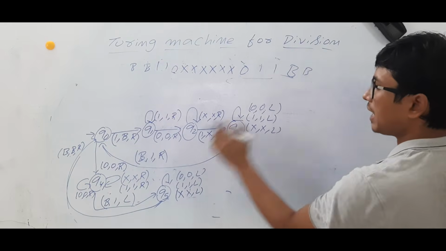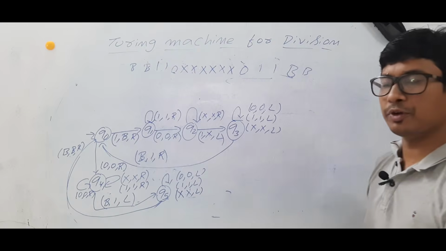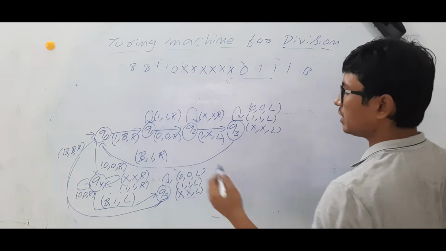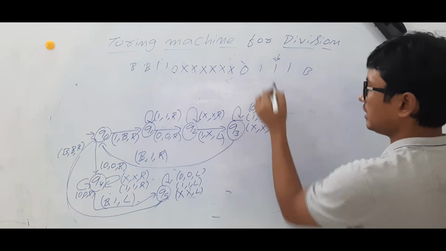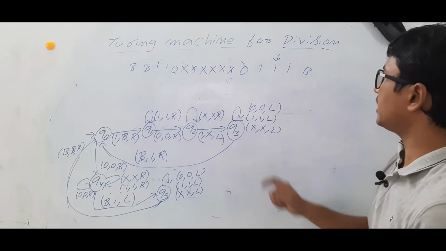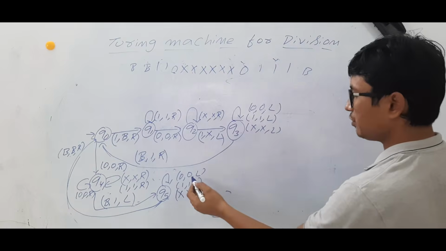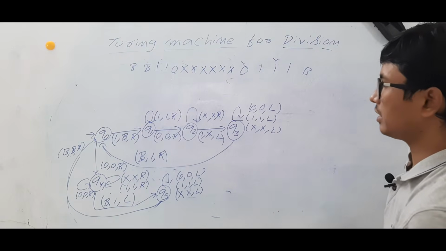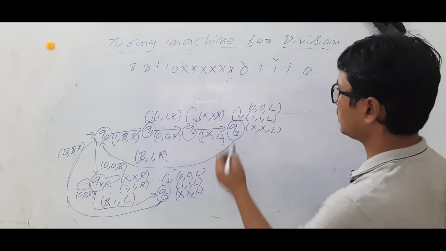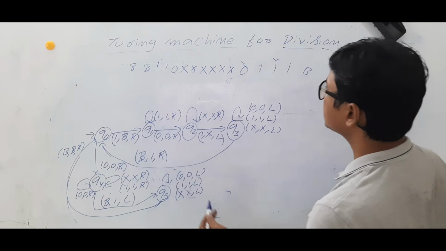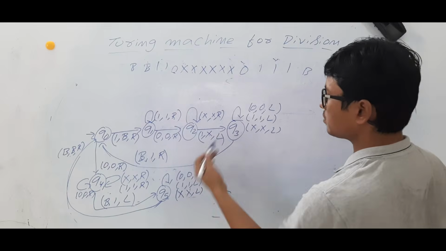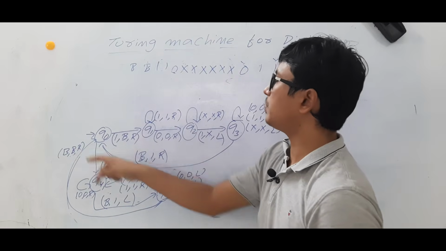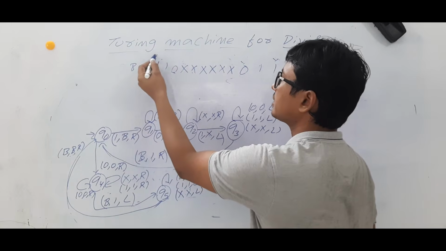If you get a blank, finally from Q4, you make it as 1, move to the left. Move to the left means you are here. If you see a 1, make it as 1, move to the left. If you see a 0, make it as 0, move to the left. Are you able to understand? And if you see an x, make it as x, move to the left. Till what? If you get a blank, make it as blank, move to the right.